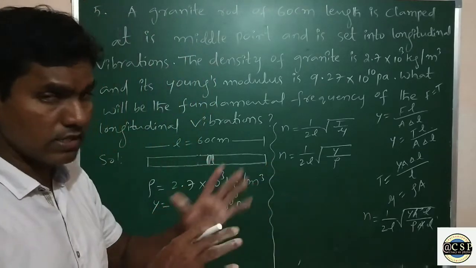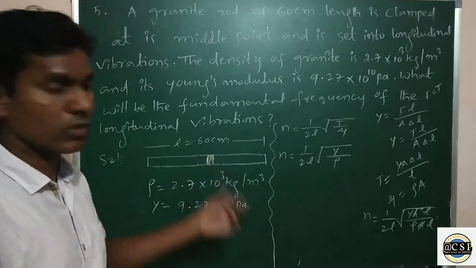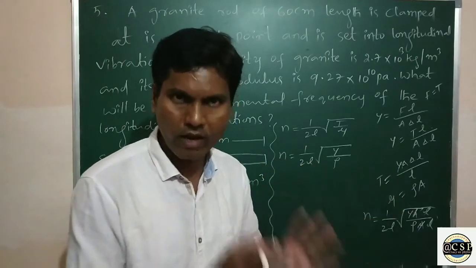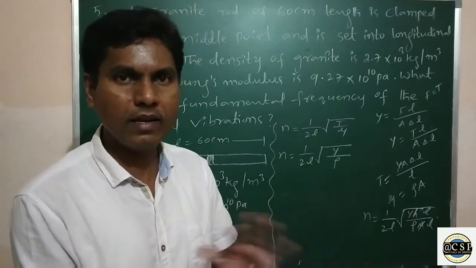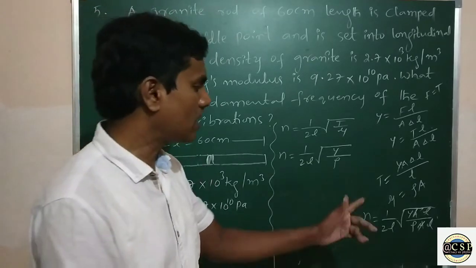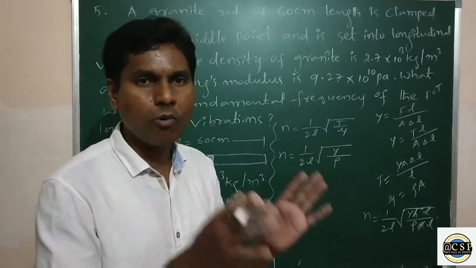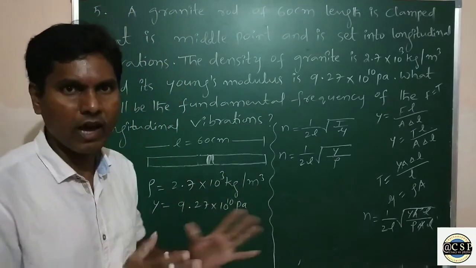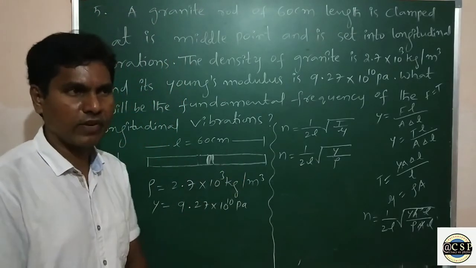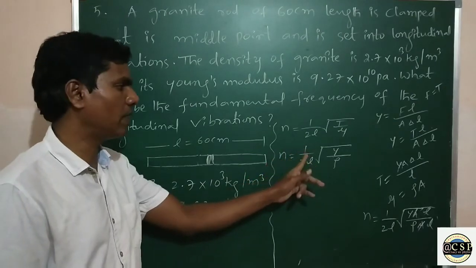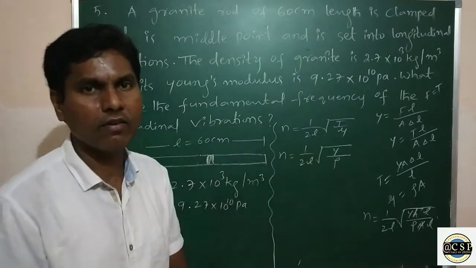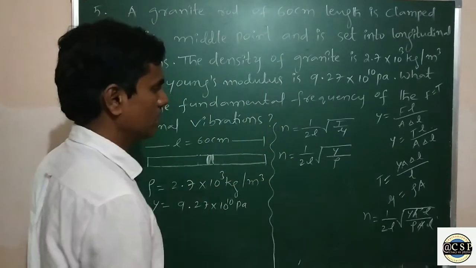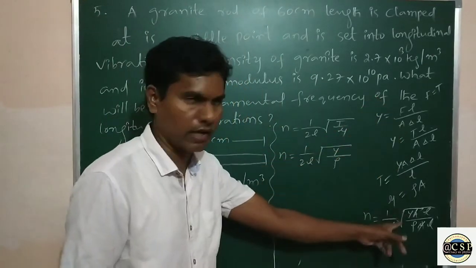So the length does not change here. So in the place of delta L, we have written only L. L and L get cancelled. The remaining terms are only root Y by rho. So finally we have written the fundamental frequency n is equal to 1 by 2L into root Y by rho. Like this we have taken.